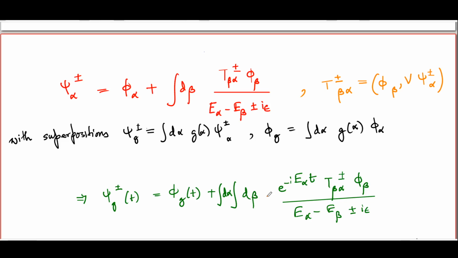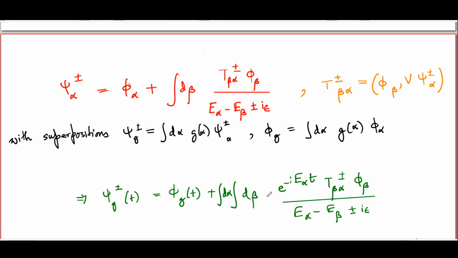Now in the last lecture, we had used this form and contour integration to justify why we are using plus or minus i epsilon for the in states and the out states respectively. We are going to actually proceed along similar lines now, but with a very different aim.